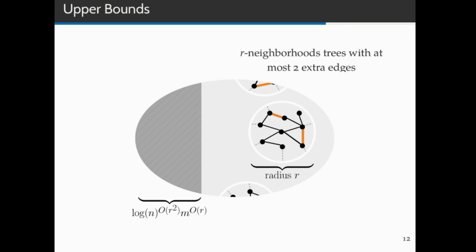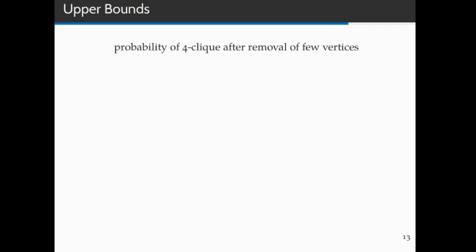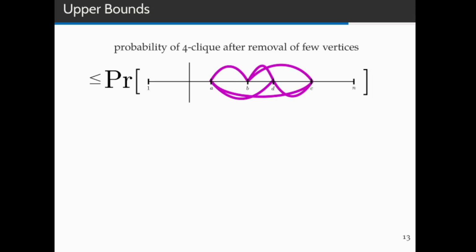And I want to prove a simpler statement, but which uses the same ideas and techniques. I want to bound the probability that a 4-clique occurs after removing a few vertices. And what is the probability that a 4-clique occurs in the graph? We can use a union bound to distinguish between all ways in which a 4-clique can be embedded into the vertices of the graph. So we say the first few vertices are not allowed, but any of the later vertices can be the location of the 4-clique.